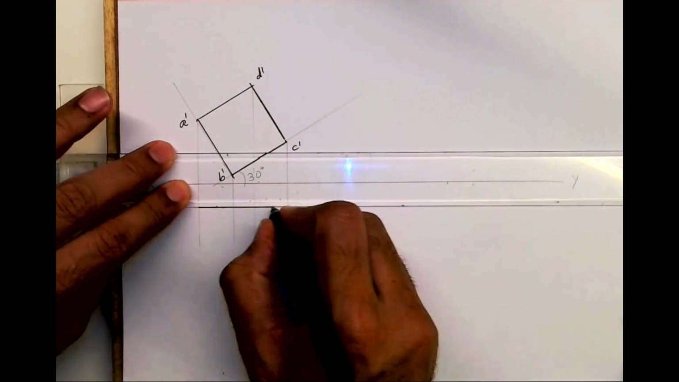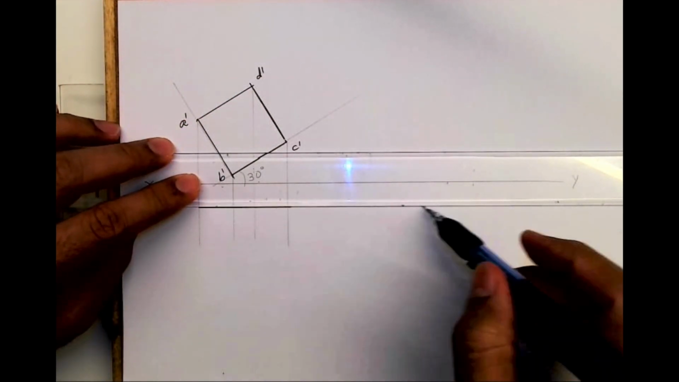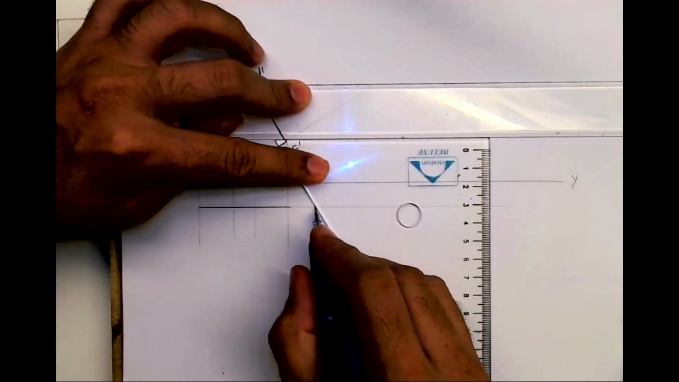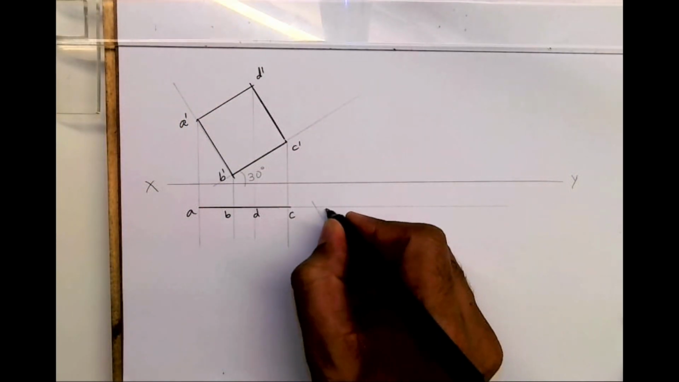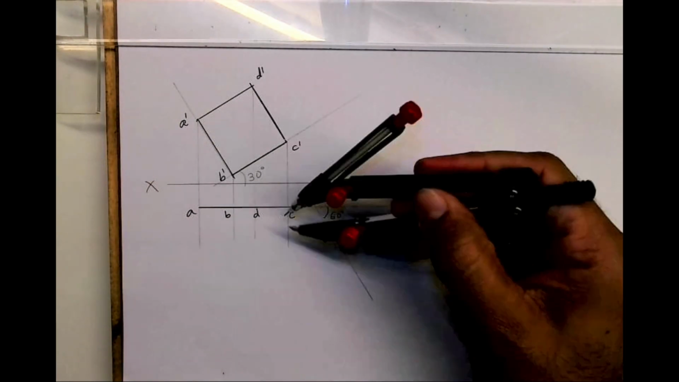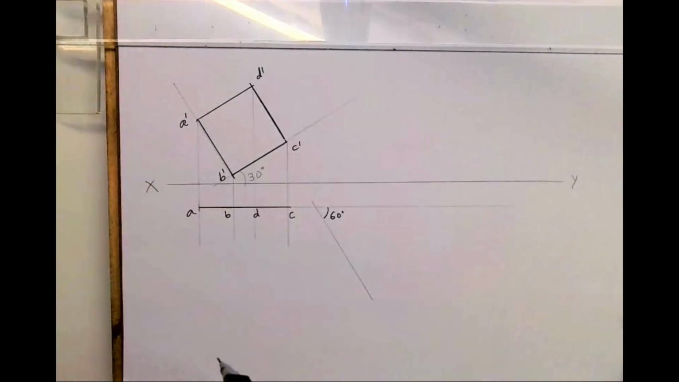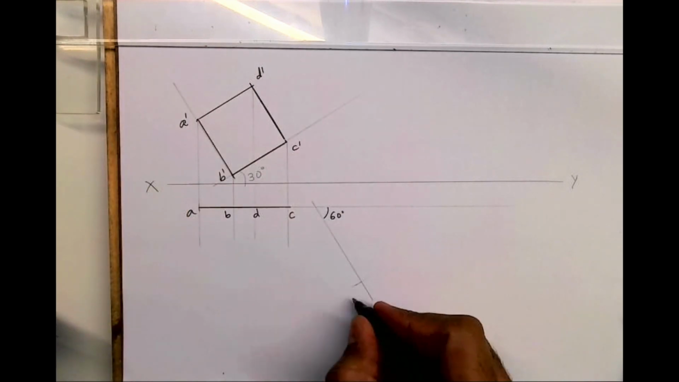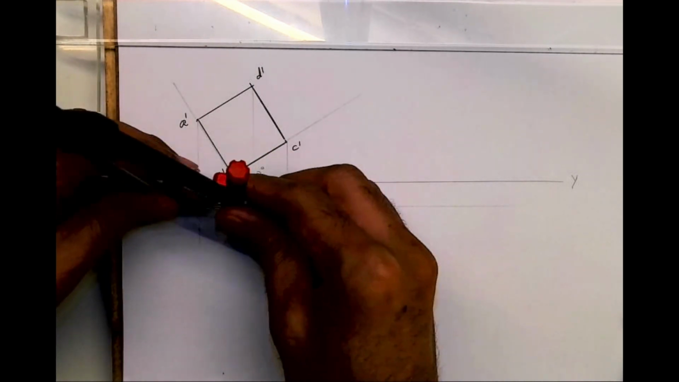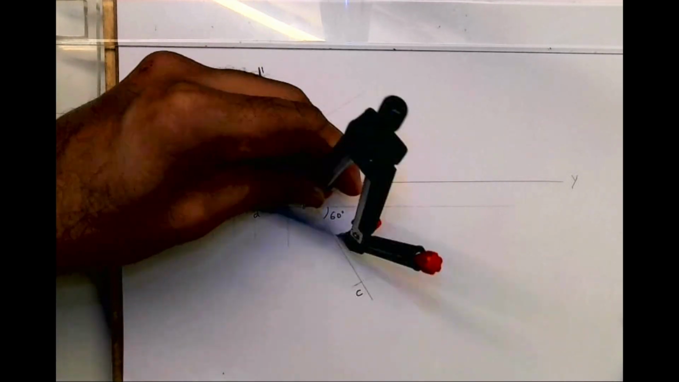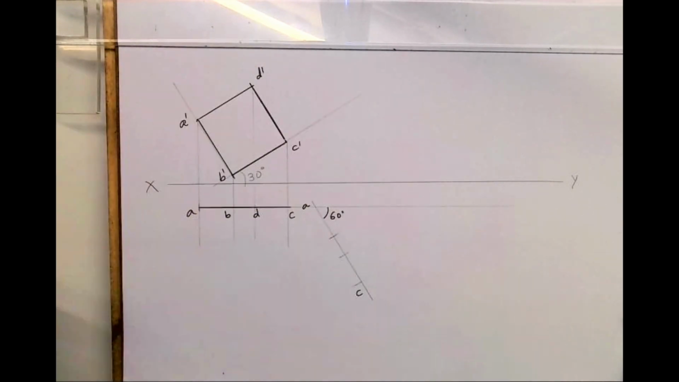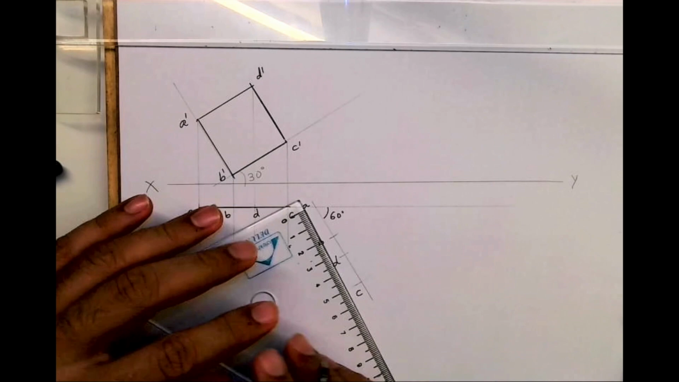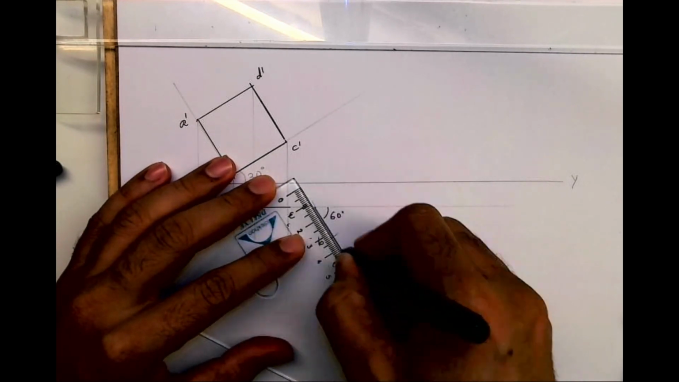Now we'll draw the top view. This is A, B, D, C. This is 60 degrees. We'll take this distance and we'll cut it on this. Then we'll take A to B and we'll take A to D. So this is dark.